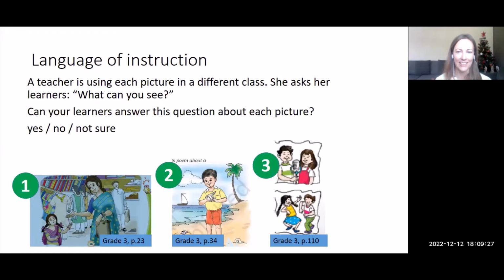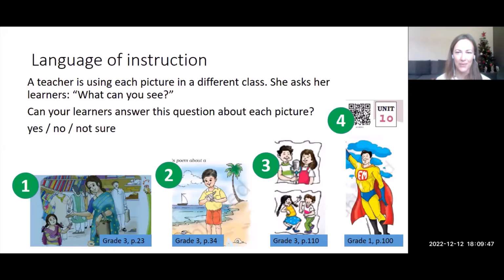Look carefully at this one. Can they say what they see in English? All right, so yes, not so fluently, word by word, not a sentence. Okay, a few can answer. Not sure about this one, Kamlesh. Okay. All right, and number 4. How about this one?